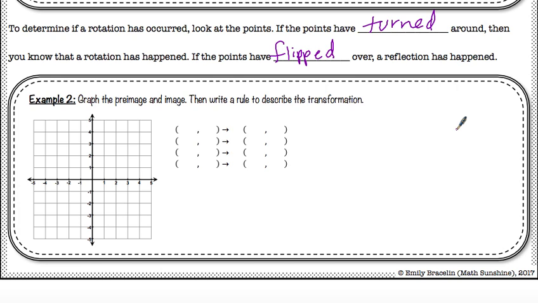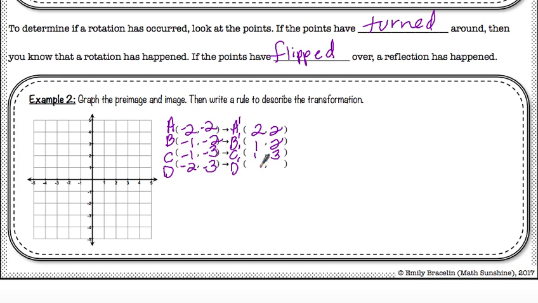Let's look at example 2. Example 2 says, graph the pre-image and image, write a rule to describe it. Okay, so we've got A, B, C, D, and these points are -2, -2; -1, -2; -1, -3; -2, -3. And then A prime, B prime, C prime, D prime are 2, 2; 1, 2; 1, 3; and 2, 3. Let's graph those.